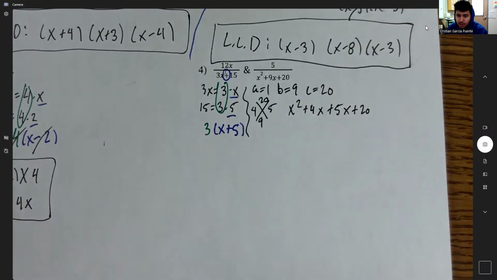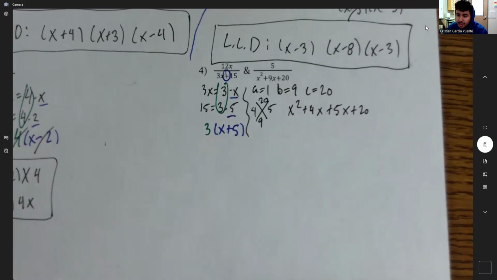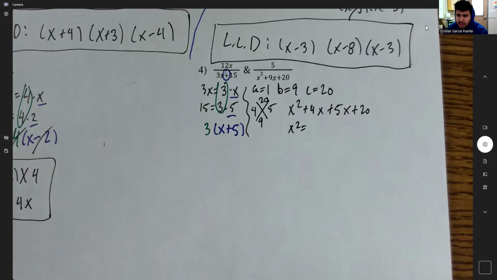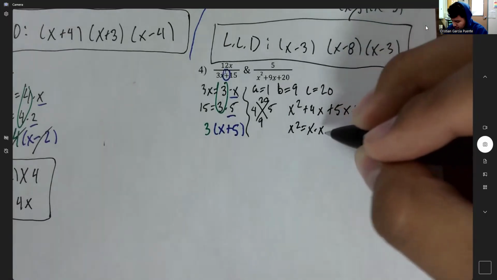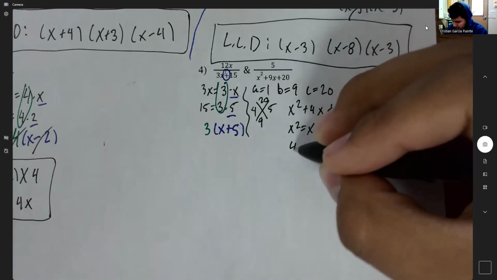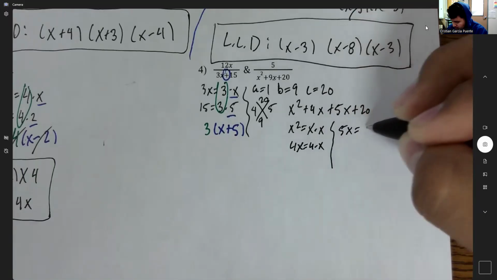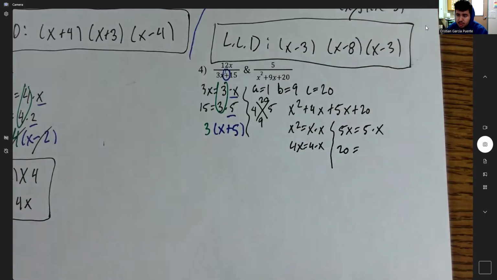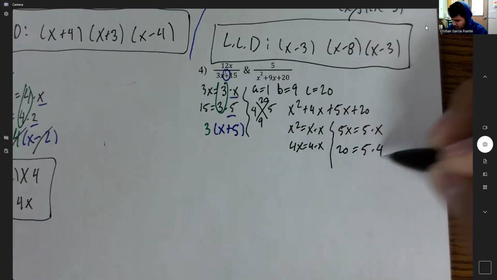And now we're just going to do our grouping. Look at what the first two have in common and the last two have in common. Over here, x squared: how many x's are there in x squared? 2. So you could just rewrite this as x times x. 4x is just 4 times x. 5x is just 5 times x. And then 20. Can you rewrite 20 as 5 times a number? You can. 5 times 4.